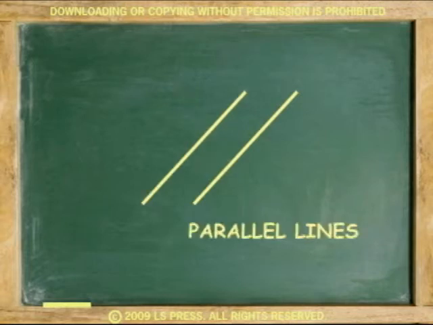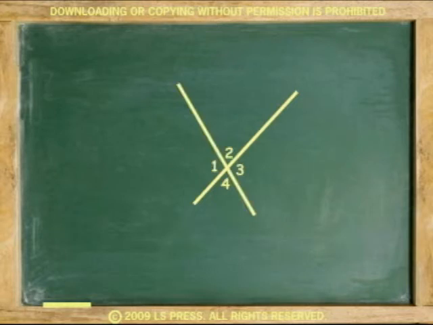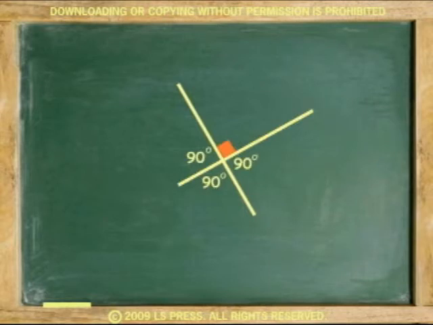The multiple lines we draw on a plane or on a piece of paper may cross or not cross at all. If they do not cross, lines are said to be parallel. If they cross, they will form four angles. When the four angles are equal, they measure 90 degrees each.